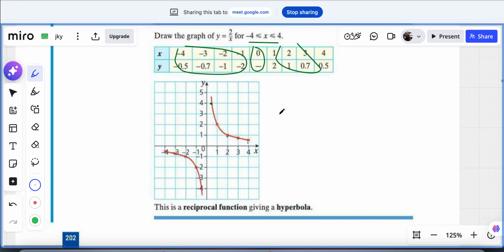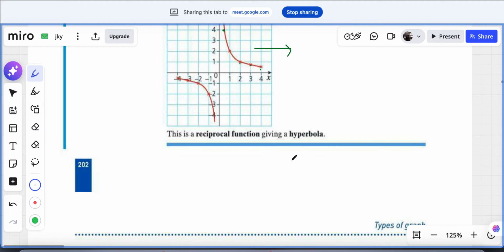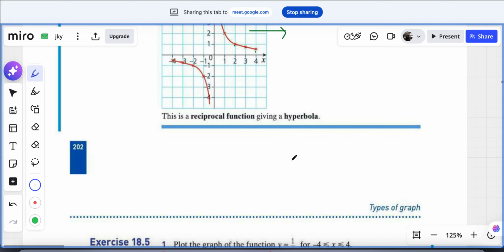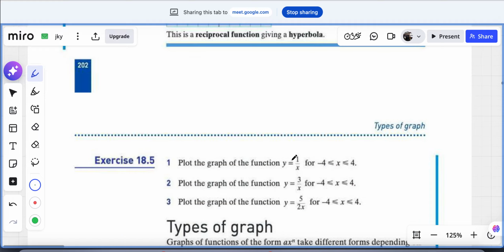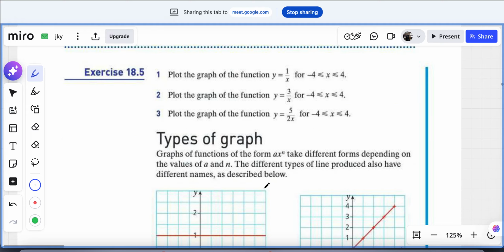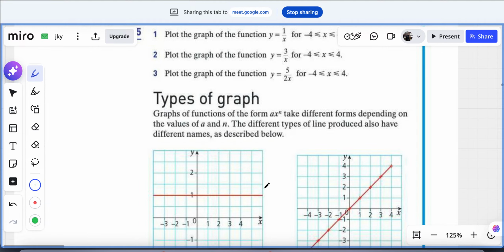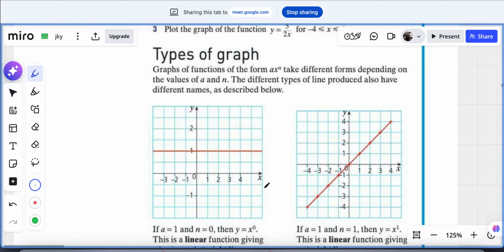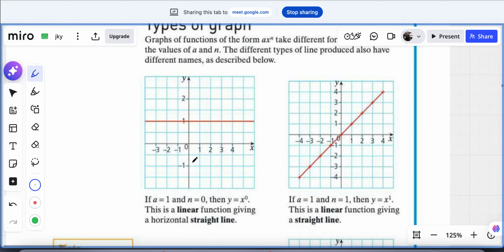So this is a reciprocal graph. This is the reciprocal function, and it gives you a hyperbola. The quadratic one was a parabola; these ones are called hyperbolas, because they don't touch. They are half-half. Now you plot all of this. The same thing, it is very easy. Just buy a graph sheet, do plotting, and master all these things. Now we go to types of graph.